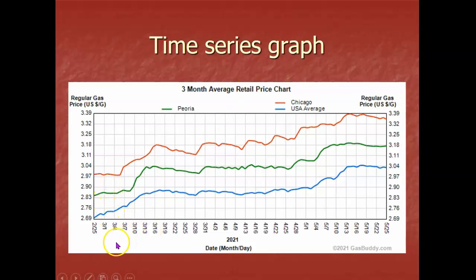And this is just over the past 3 months, from February 25th to May 25th of 2021. But you can see that over that 3-month period, the price of gas in Chicago was pretty consistently higher than it was in Peoria, which was higher than the overall USA average.